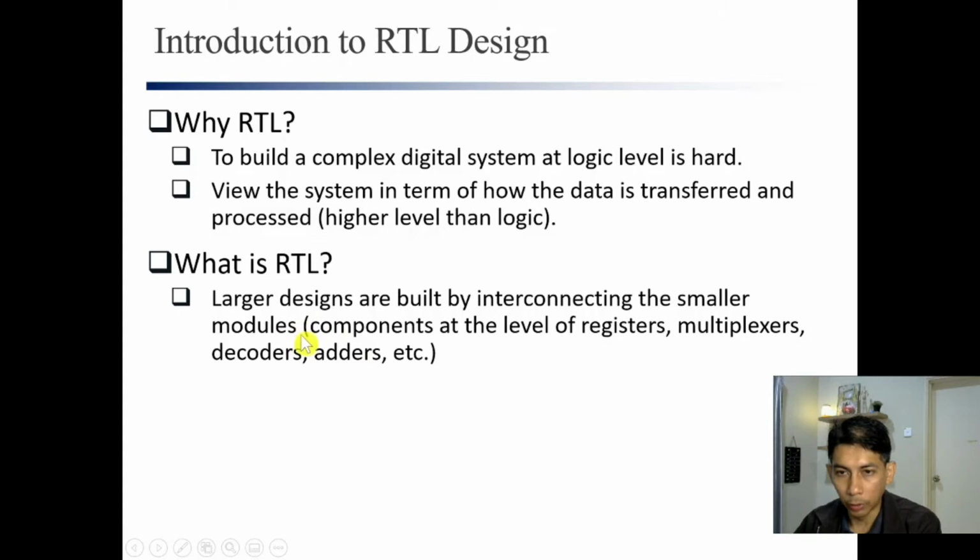What is the smaller module? What we have learned before, which is the register, multiplexer, decoder, adder, register, and many more, right? So that is what RTL is.